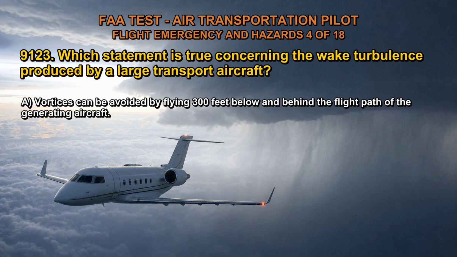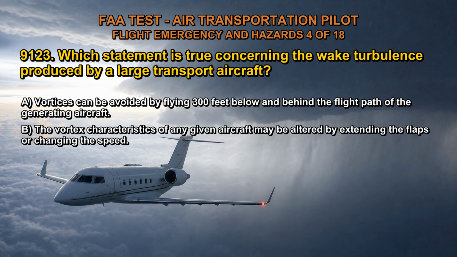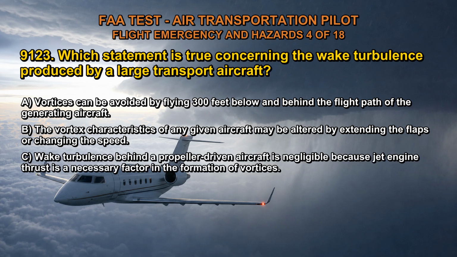9123. Which statement is true concerning the wake turbulence produced by a large transport aircraft? A. Vortices can be avoided by flying 300 feet below and behind the flight path of the generating aircraft. B. The vortex characteristics of any given aircraft may be altered by extending the flaps or changing the speed. C. Wake turbulence behind a propeller-driven aircraft is negligible because jet engine thrust is a necessary factor in the formation of vortices. The correct answer is B.